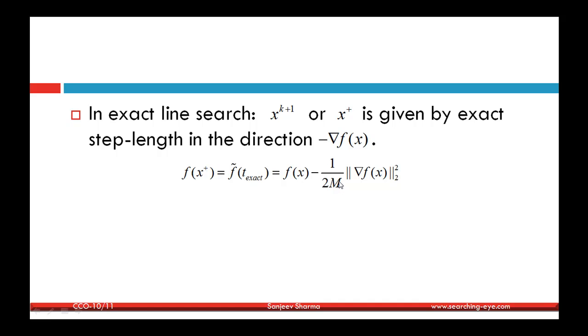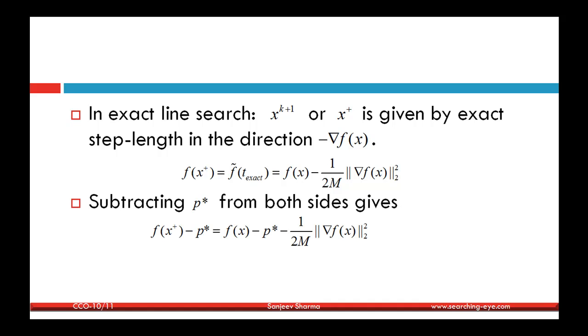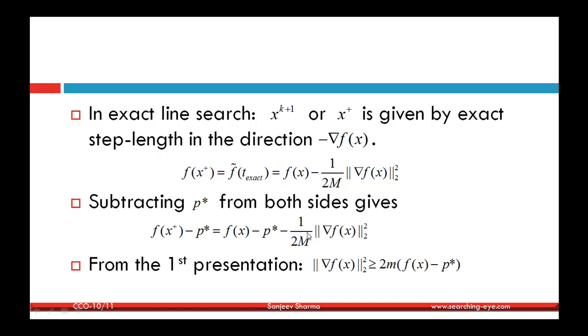So f of x plus is going to be f of x minus 1 over 2M times the square of the norm of the gradient of the function. Subtracting p star from both sides, where p star is the optimum value of the function f of x, gives us f of x plus minus p star is equal to f of x minus p star minus 1 over 2M times the square of the norm of the gradient of the function. And in the first presentation we derived that the square of the norm of the gradient is greater than or equal to 2 times m times f of x minus p star.